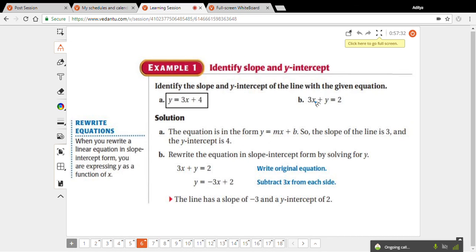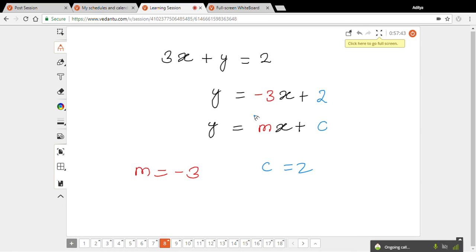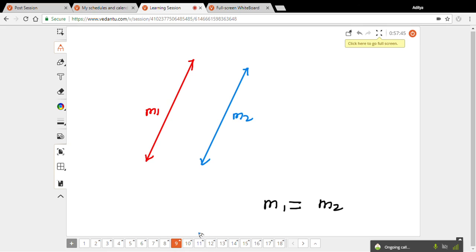But for comparing that, you need to have the equation in such a way that y is the subject and the rest of the terms are at the other end. If it's not in that form, you need to convert it first. The other concept we had is that parallel lines have the same slopes, the same gradients.